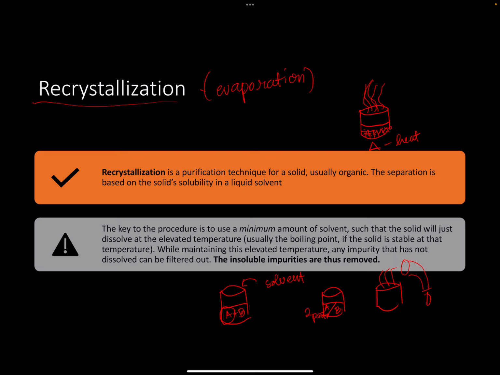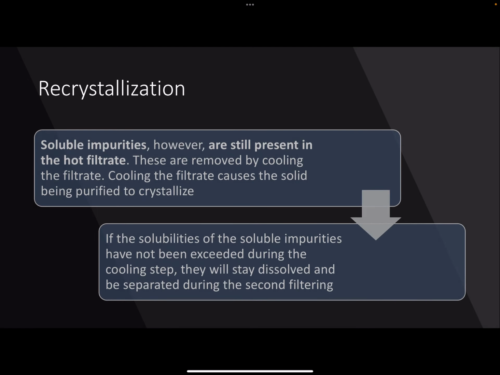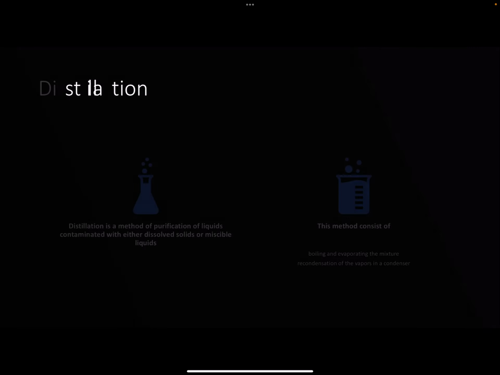Okay, this is an oversimplification. This is not an actual setup. This is just an oversimplification. So what remains here is B, and what we collect here is A. And then eventually, we apply heat, which is going to evaporate the liquid portion and allow crystal A to form crystals. Okay, so that is recrystallization. Just additional explanation for recrystallization.